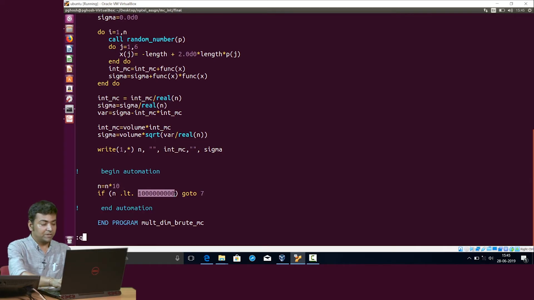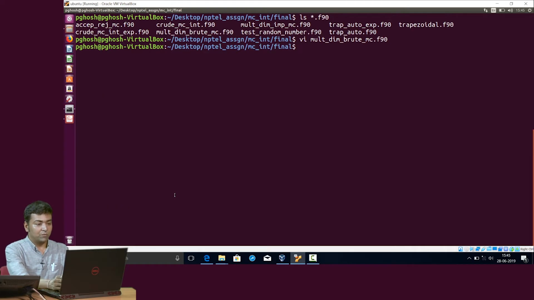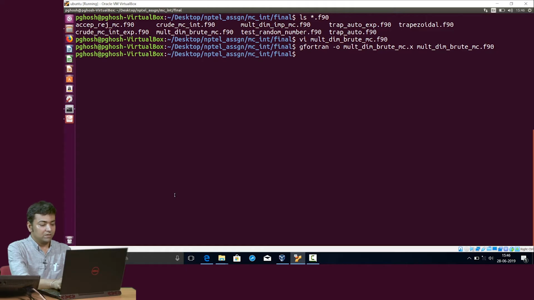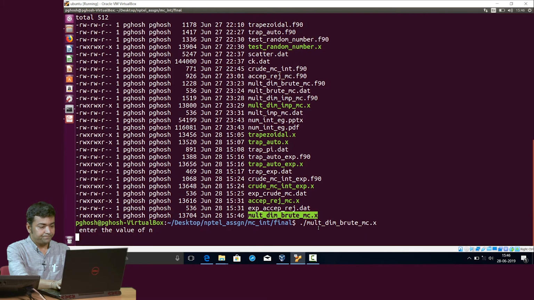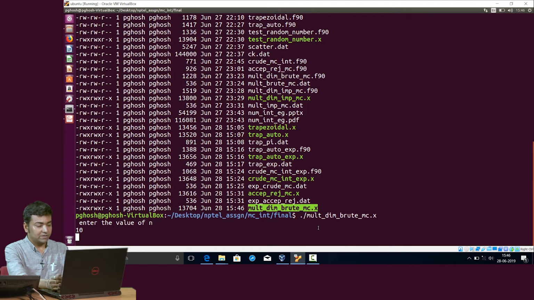Okay. So, this is how it is done, and then let us see how efficiently it performs. I compile it as before, with the program dimensional mult dim underscore brute F90. If I compile it, this is the executable that has been produced here, you can see. Then I run it. It asks for a value of n. I start with a ridiculously small value, though it is meaningless, but let us start with that.